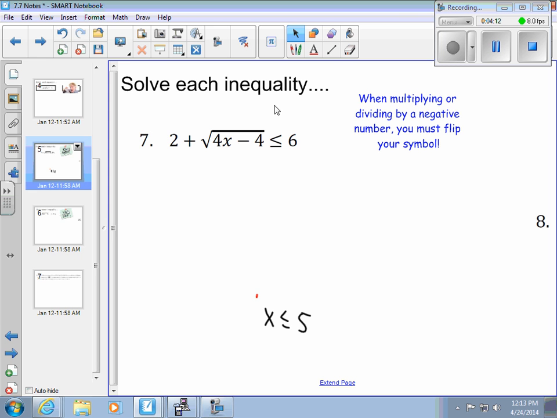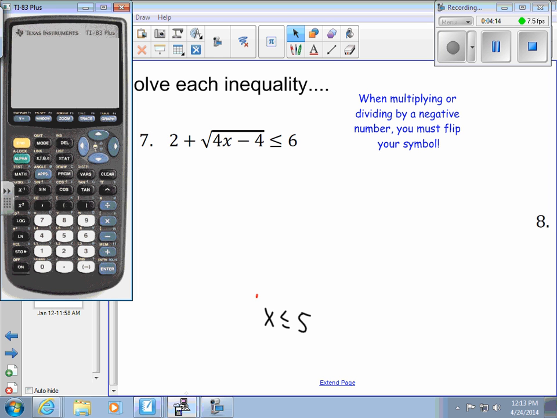There's 2 ways you can get that. One way would be to graph it out. So if we were to graph this, we should be able to find what the domain is. So let's graph out and see what we get when we graph this one. If we graph 2 plus square root of 4x minus 4, here's what we get. What's the domain of this?